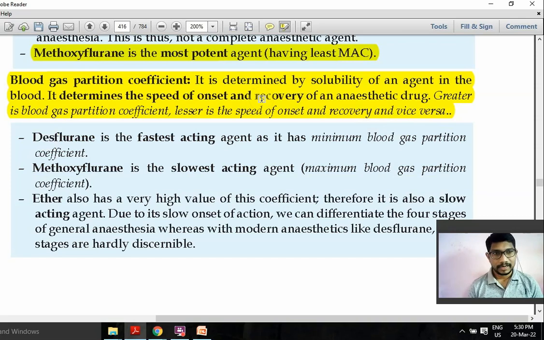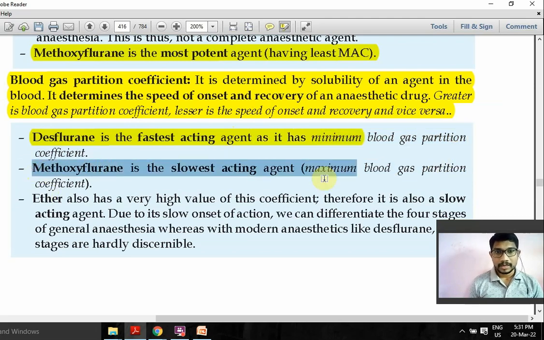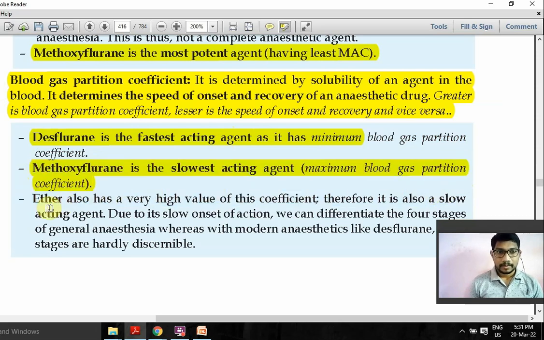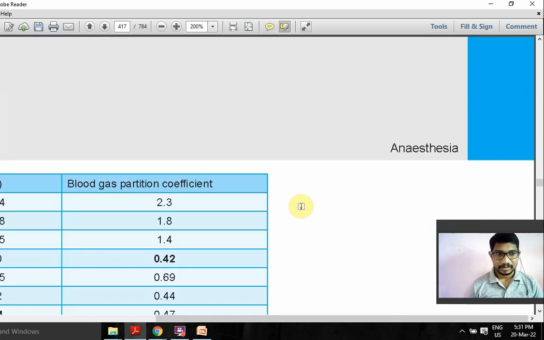So the greater the blood gas partition coefficient, the lower the speed of onset and recovery, and vice versa. तो ज़्यादा अगर partition coefficient है तो उसमें क्या होगा? Onset of anesthesia will be slow and recovery will be slow. एक 10-15 मिनट. So remember over here, desflurane is the fastest acting general anesthetic because it has a minimum blood gas partition coefficient. Methoxyflurane is the slowest acting because it has a maximum blood gas partition coefficient. Okay, ये important है point. बाकी advantages disadvantages क्या है.